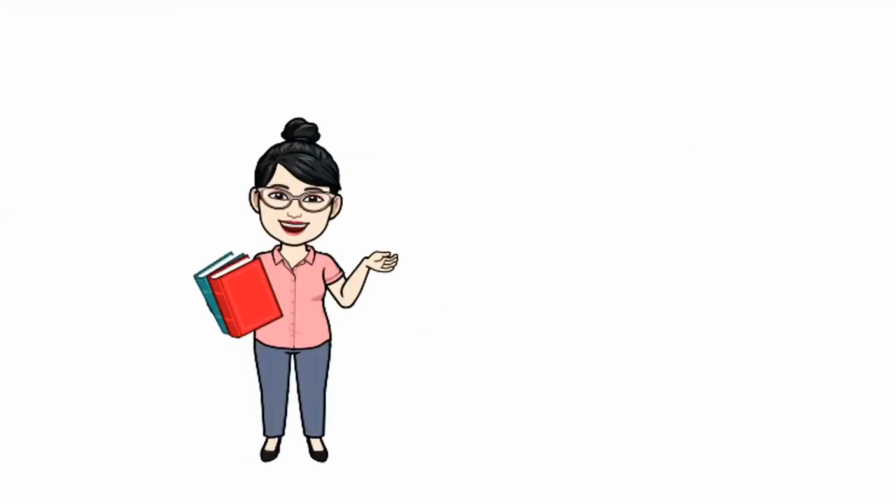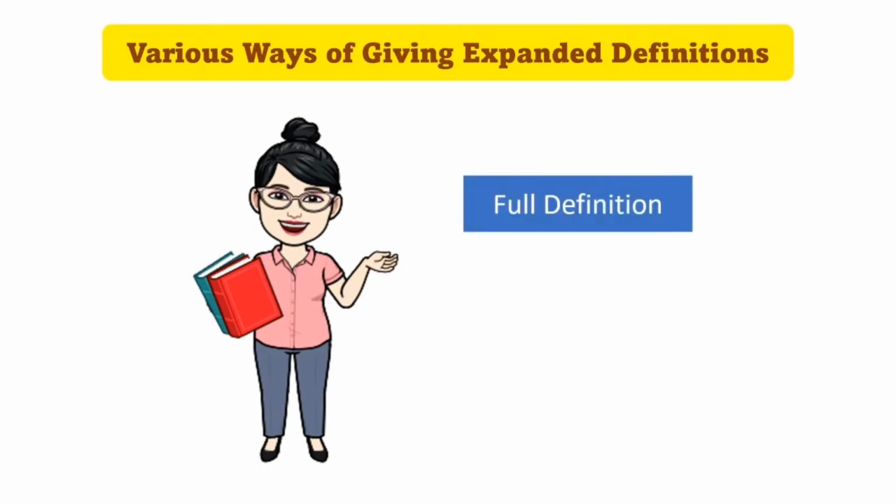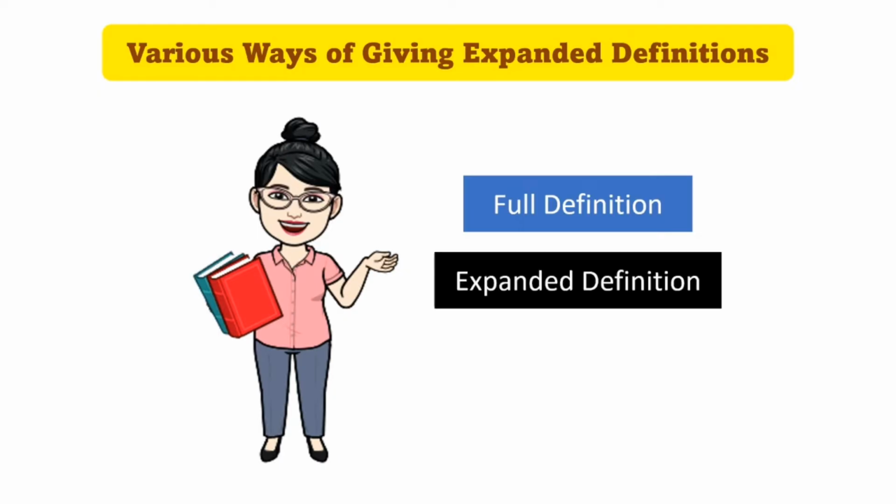Those are just some of the ways on how to compose the expanded definition of a certain terminology. Now, we will shift on the detailed discussion of the various ways of giving the expanded definition. In the following examples that I'll show you, the first sentence in blue is the full definition. Then, the sentence in black is the expanded definition of the term.